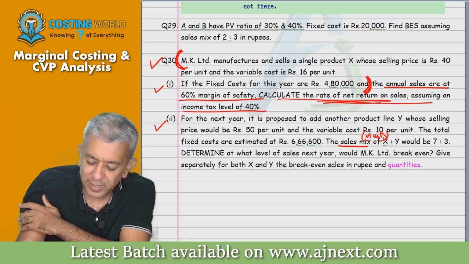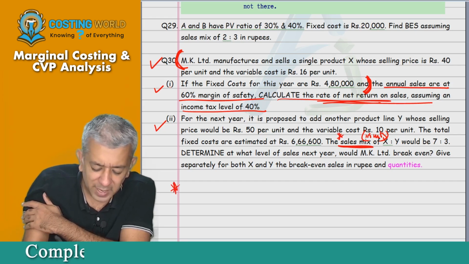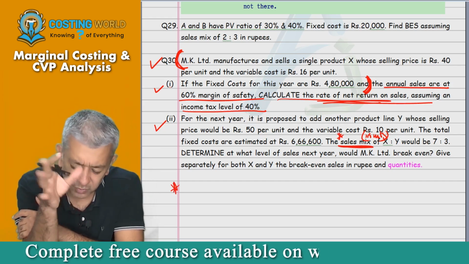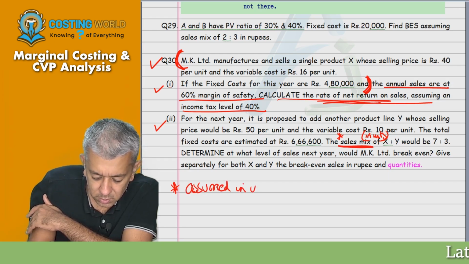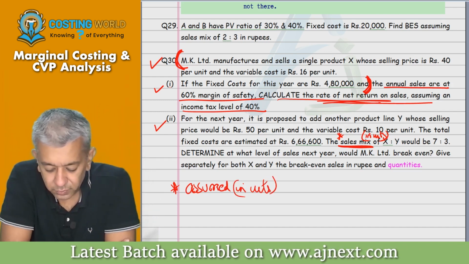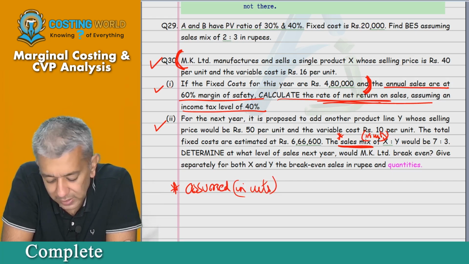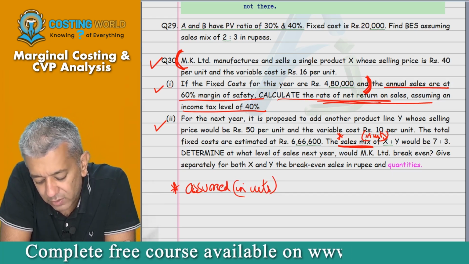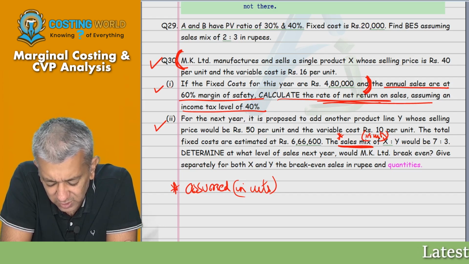In case you want to be writing somewhere, you can just put an asterisk over here. By default, whenever the word sales mix comes, we assume that it is in units only. Assumed in units. Okay. Determine at what level of sales next year would MK break even. Compute separately for both X and Y the break even sales in rupees and quantity.